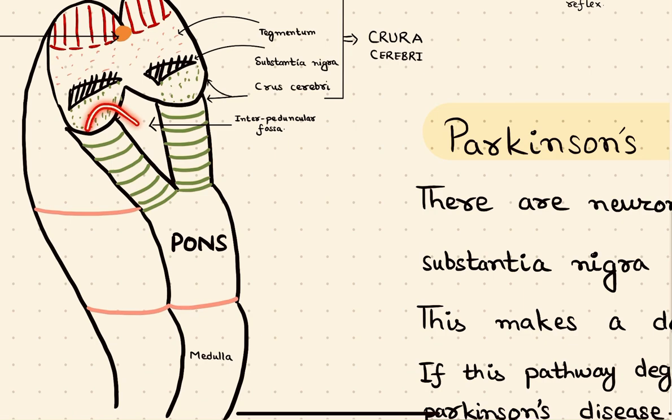The structure which is visible to us on the ventral surface is part of the cerebral peduncles. These are not the cerebral peduncles themselves, but they are part of the cerebral peduncles, like this cylindrical region. This is the part of the cerebral peduncle which is known as crus cerebri.